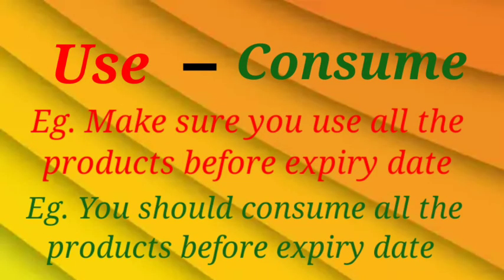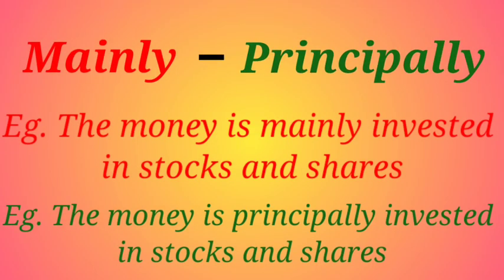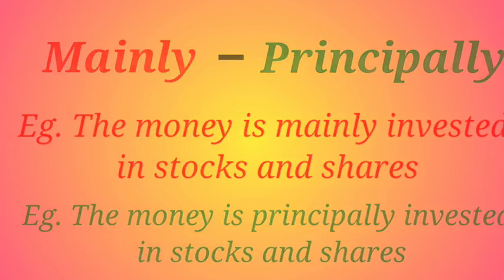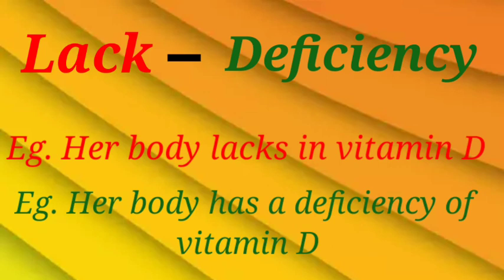Consume is the formal version of use. Example, make sure you use all the products before expiry date can be written as you should consume all the products before expiry date. Principally instead of mainly. Example, the money is mainly invested in stocks and shares can be formally written as the money is principally invested in stocks and shares.